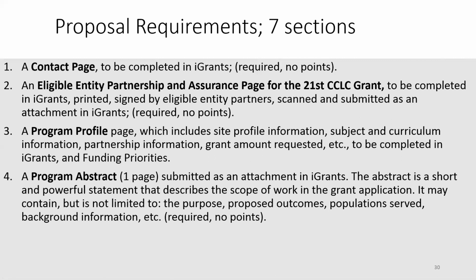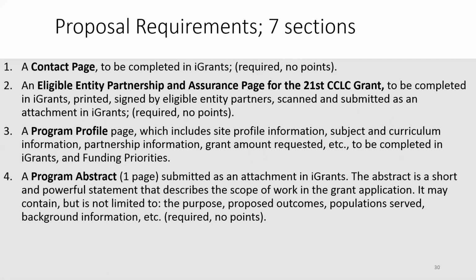So there's a contact page that needs to be completed in iGrants, and the person that needs to fill out the contact page is the person you want to contact for anything about your grant award. If you already know who your program director is going to be and they're on board, it can be that person. If it's a central office person in the school district, that person is who we will call if there's an issue with your application, or we need more information, or we need to contact you for any reason. So make sure that is the right person.